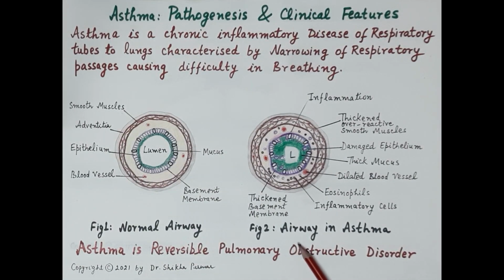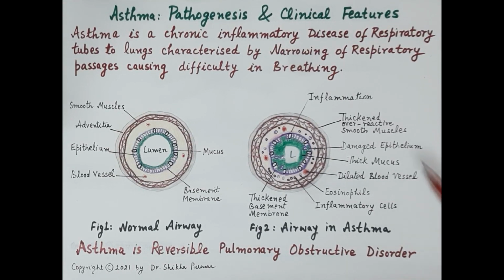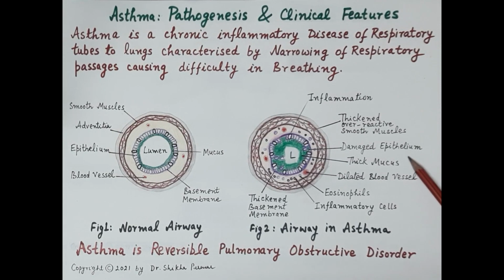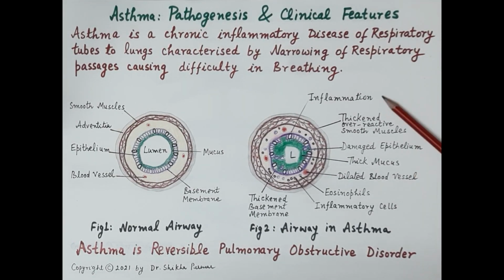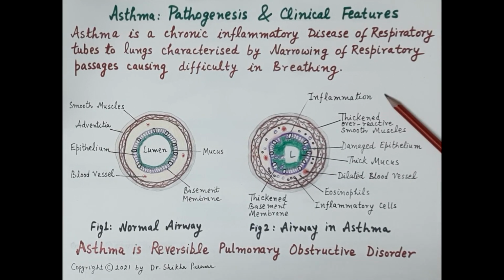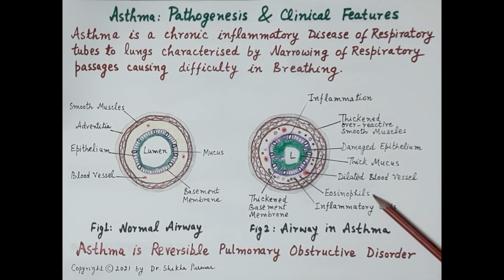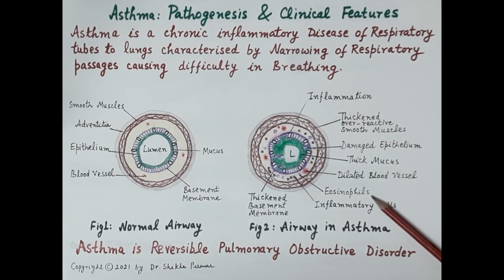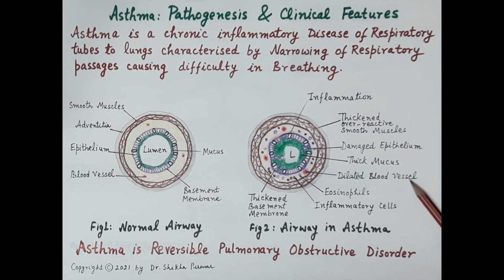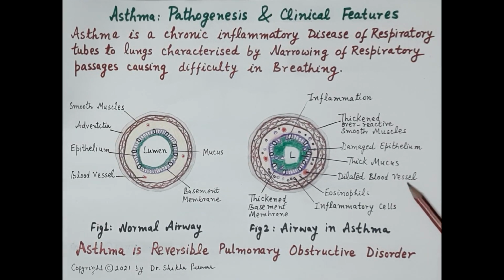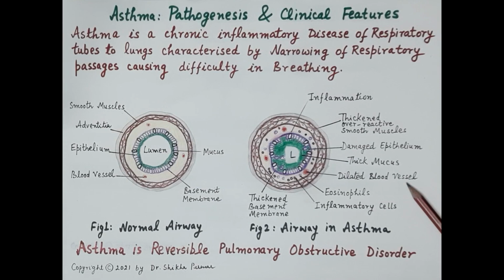Now figure 2 shows the inflamed airway in asthma. As is clear from the diagram, there is damage to the epithelium, and this damage results in inflammation. Inflammation causes recruitment and activation of inflammatory cells like the eosinophils. These eosinophils are not seen in the wall of a normal airway, that is in the wall of a normal bronchus. Now there is an increase in vascular permeability because of the dilation of the blood vessels, and these blood vessels dilate because of the release of inflammatory mediators like histamine.